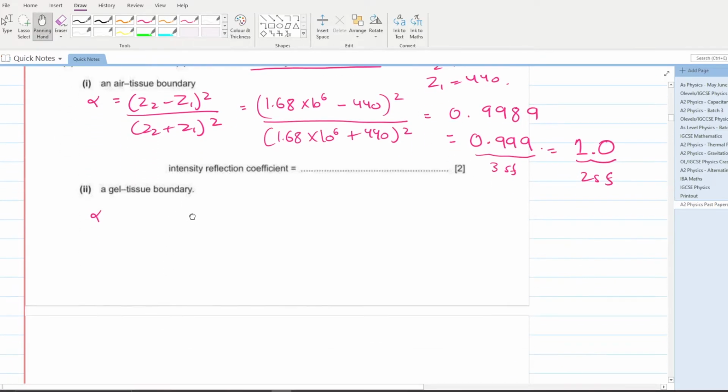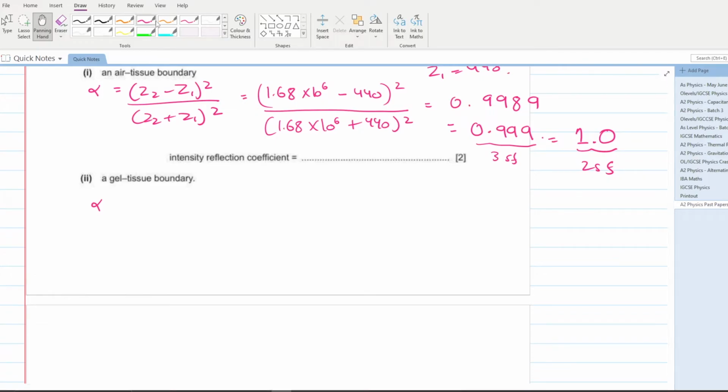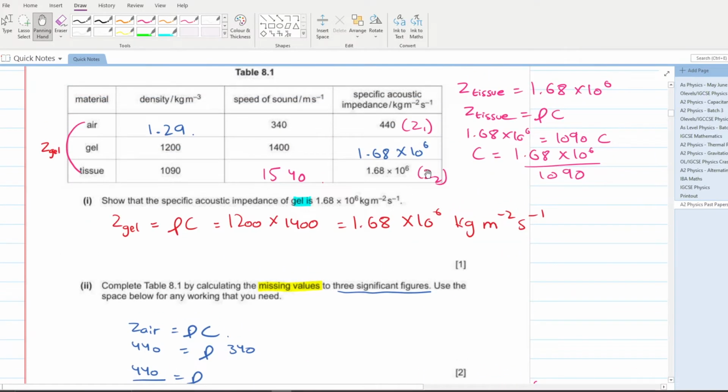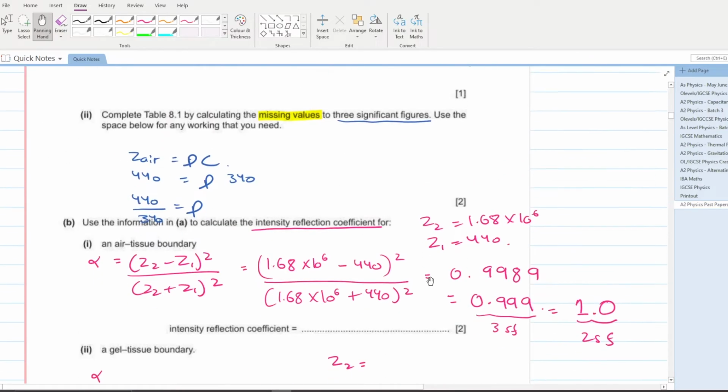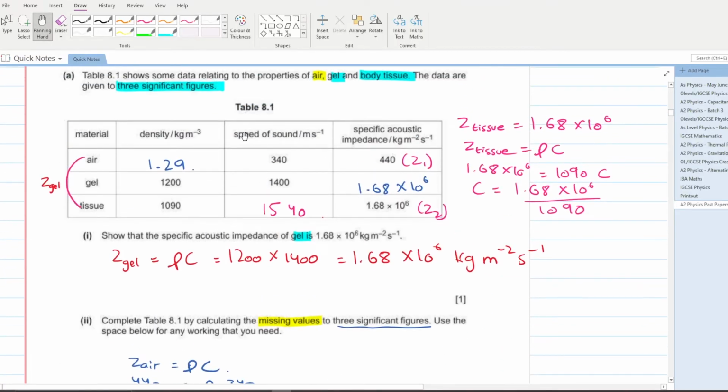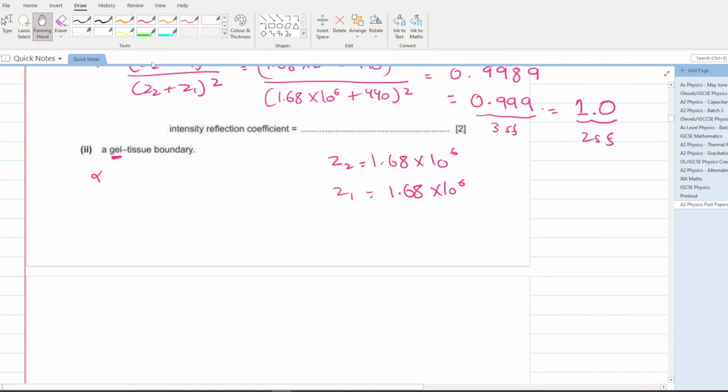Now you have to calculate the alpha between gel and tissue. Okay, so your Z2 now becomes what? You can take anything as Z2. Let's say I am keeping my Z2 as the Z2 of tissue, 1.68 × 10^6. My Z1 is the specific acoustic impedance for gel, that is 1.68 × 10^6. Where did I get this from? Here. This is my specific acoustic impedance for gel, or you can say Z1 for part I2.